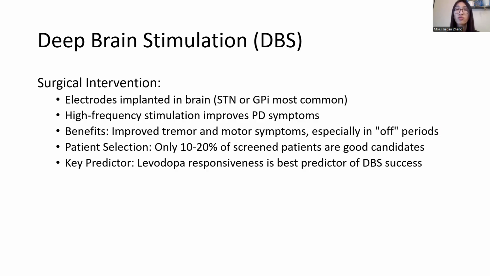However, patient selection is critical. Only 10 to 20% of the patients who are screened turn out to be good candidates. The key predictor of success is levodopa responsiveness. If symptoms don't respond to levodopa, they are unlikely to improve with DBS and may actually worsen during the stimulation. This is why a comprehensive multidisciplinary evaluation is essential before considering DBS surgery. So please ask the surgeon, a specialized care provider for this method.